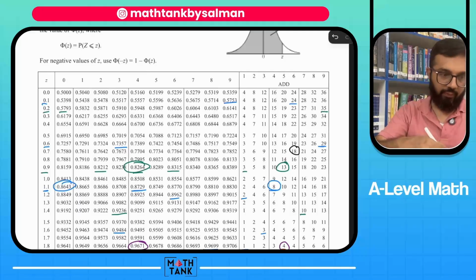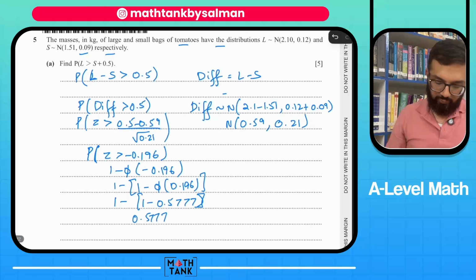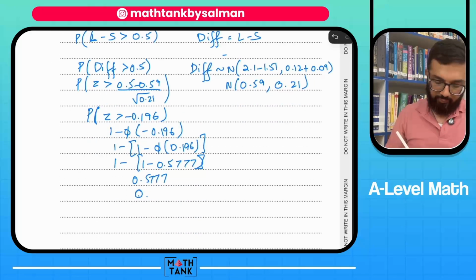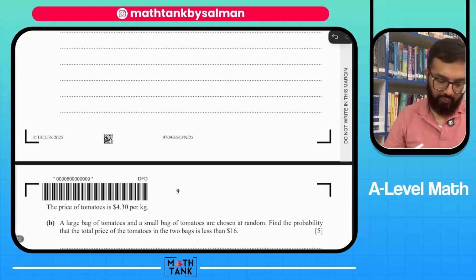0.5753 plus 24.5777. So point... Okay, that should be the correct answer. Let's check quickly. Yeah, that is the correct answer.